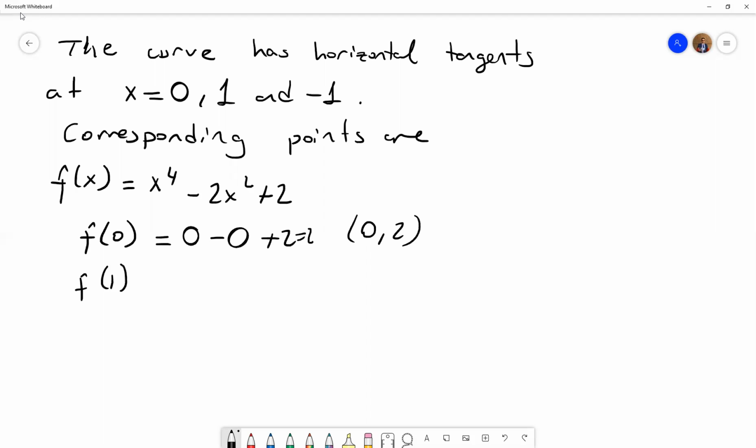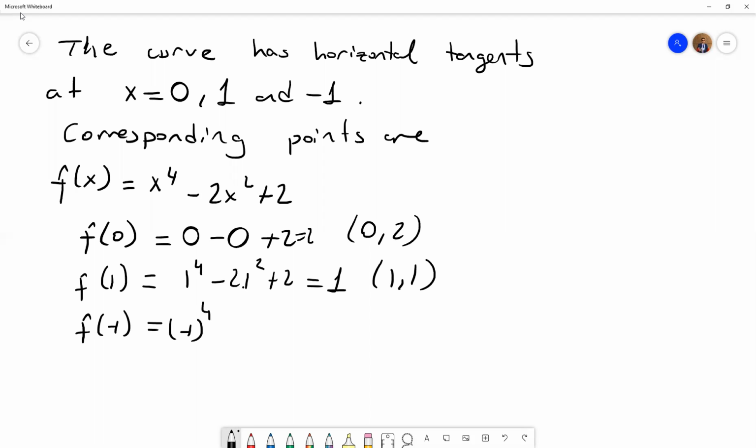And for f(1), we have 1 to the 4, minus 2 times 1 squared, plus 2, is equal to 1. So it is 1 and ordinate 1 also. And for f(minus 1), minus 1 to the power 4, minus 2 times minus 1 to the power 2, plus 2, it's again 1. So minus 1 and 1. So these are the tangent points, tangent line points.